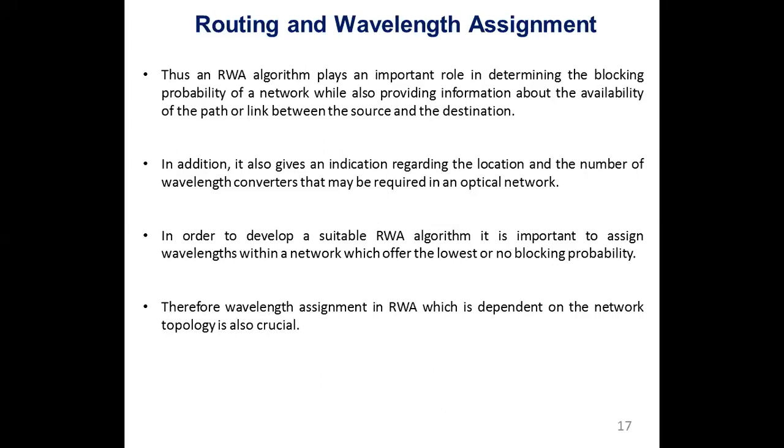And to develop a suitable RWA algorithm, we need to assign wavelengths within that network so that the aim can be satisfied, and the aim is to have the lowest blocking probability. So wavelength assignment in RWA, which depends on the network topology, is very crucial. And I've already mentioned in the previous lecture that we have various strategies for wavelength assignment. This could be the first fit assignment, the last fit assignment, the random fit assignment, and many other strategies.